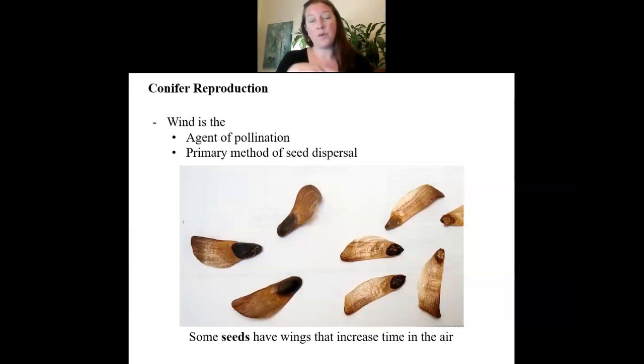So wind is what moves the pollen. Wind is also what moves the seeds. So the seeds of conifers tend to have wings on them, which helps increase their airtime. So here is a seed, and here's its little wing.